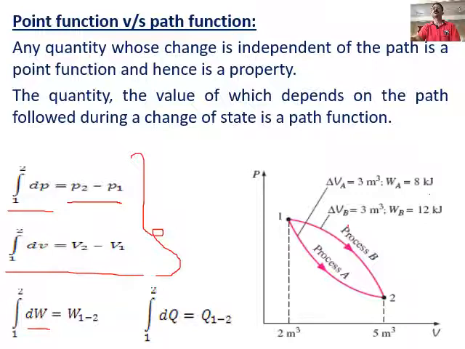Hence the work done during the process 1 to 2, the integral from 1 to 2 of dW, cannot be written as W2 minus W1. It should be written as W1-2, meaning work during the process 1 to 2. Similarly for heat transfer, you should write the integral from 1 to 2 of dQ equal to Q1-2, indicating the heat transfer during the process 1 to 2. Okay, so this is how you have to write the mathematical expressions for point functions and path functions.